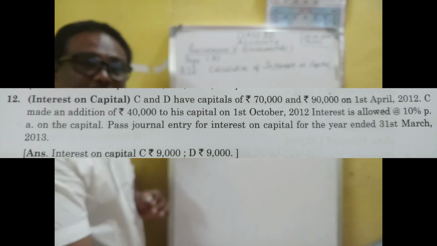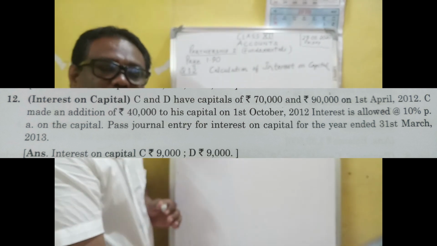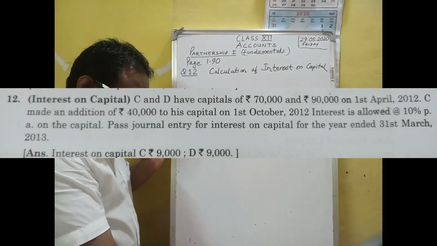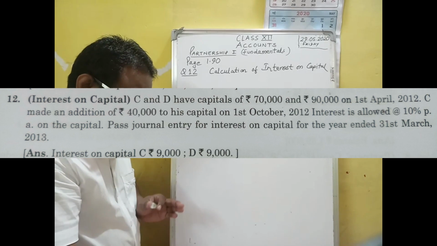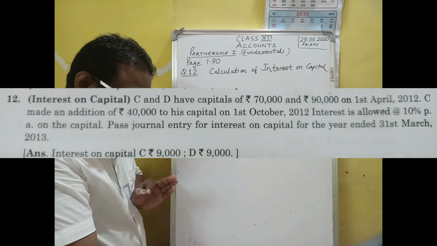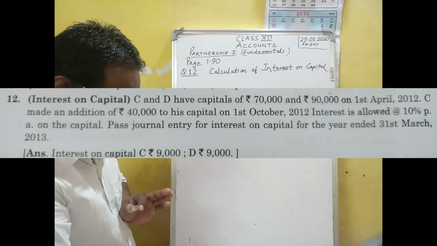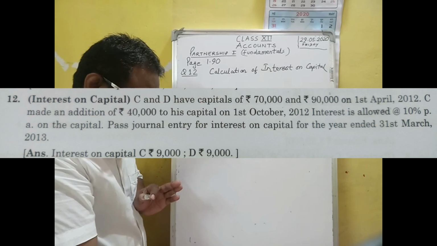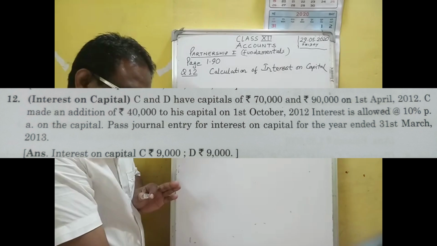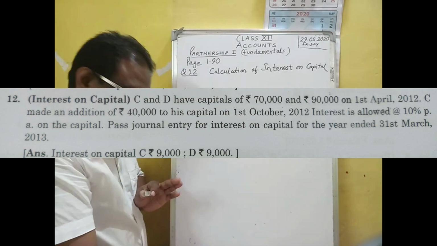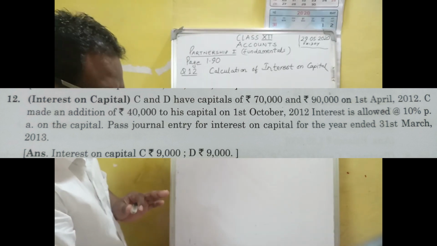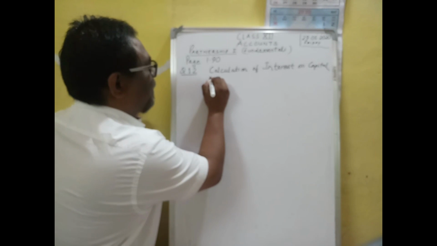in this question, A and B are partners. A capital is 50,000. C and D are partners. C capital is 70,000 and D capital is 90,000 on 1st April. C makes additional capital of rupees 40,000 on 1st October 2012. Interest is allowed 10% per annum on capital. Pass the journal entries for interest on capital for the year ended 31st March 2013.